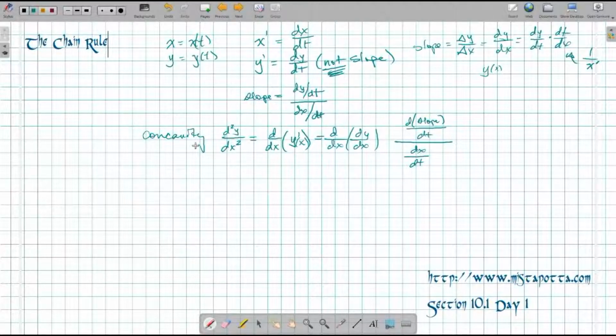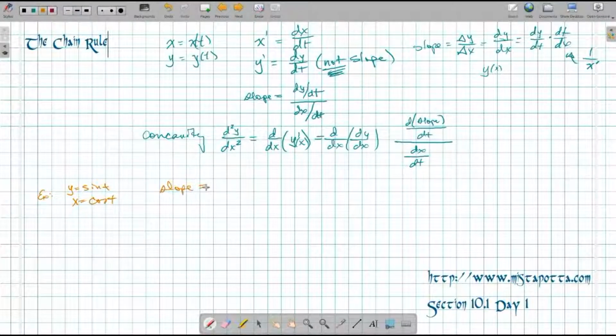So finding this concavity, finding the second derivative of y with respect to x, is a little bit more difficult if I don't in fact have y as a function of x, if I have instead y as a function of t and x as a function of t. And I do want to go back to the first example we were talking about, the example where I'm dealing with y being the sine of t and x being the cosine of t.